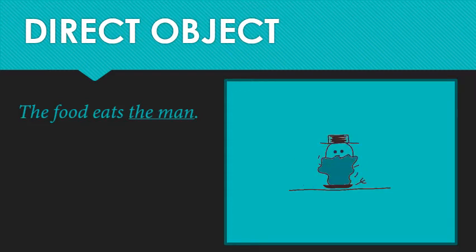Subjects are always in front of the verb, and they describe who or what is causing the action to happen. Direct objects, on the other hand, always come after the verb, and they describe who or what is affected or changed by the action. In short, it often answers the question, what? As in, he eats what? Food. He eats food. It eats what? Him. It eats him.